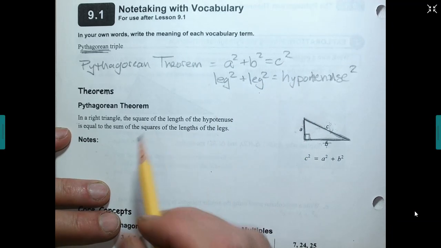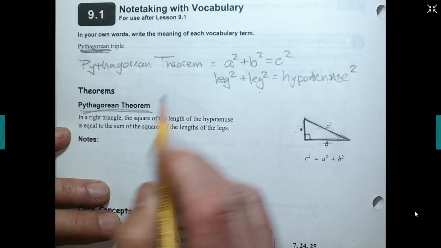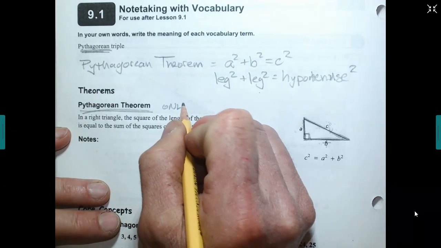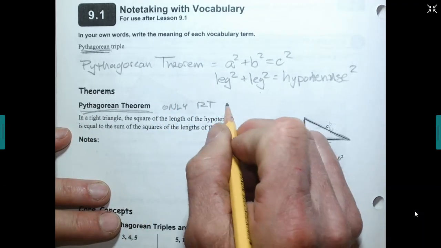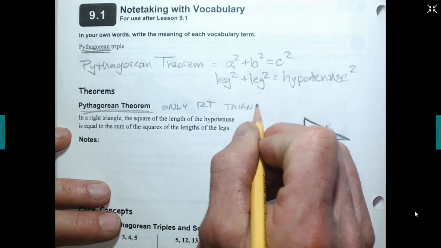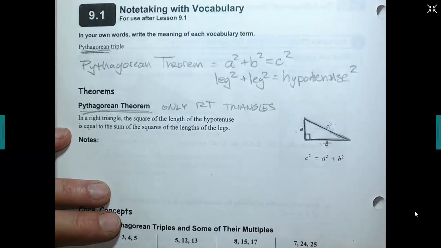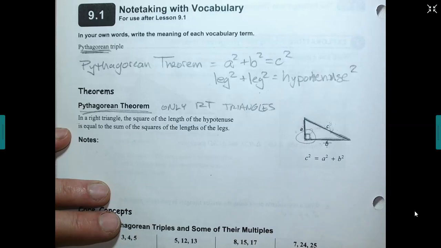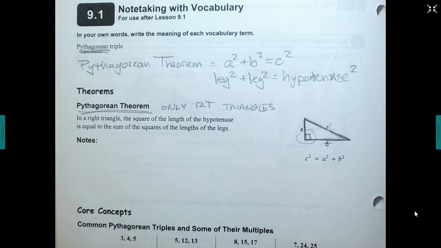Now, keep in mind the Pythagorean theorem only works on right triangles. Only right triangles. So if it doesn't have a 90 degree, you cannot use the Pythagorean theorem.